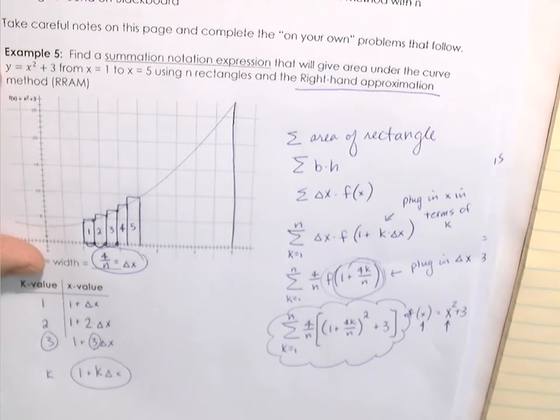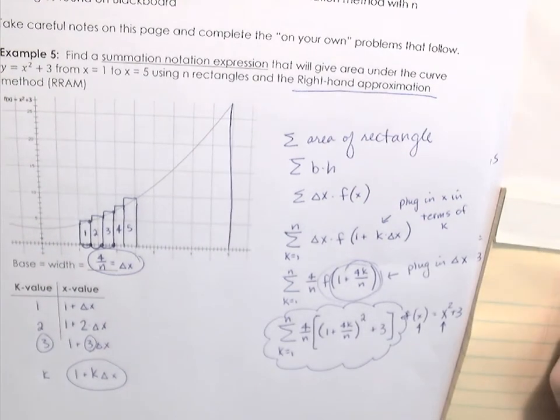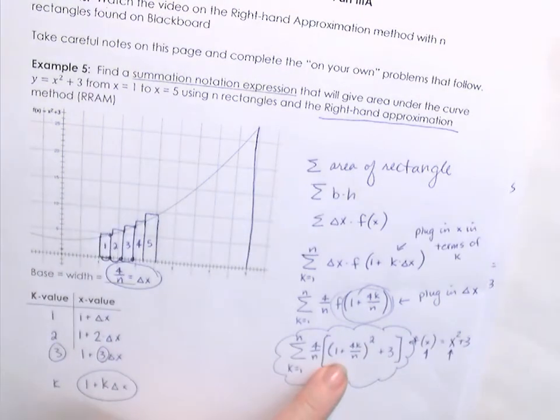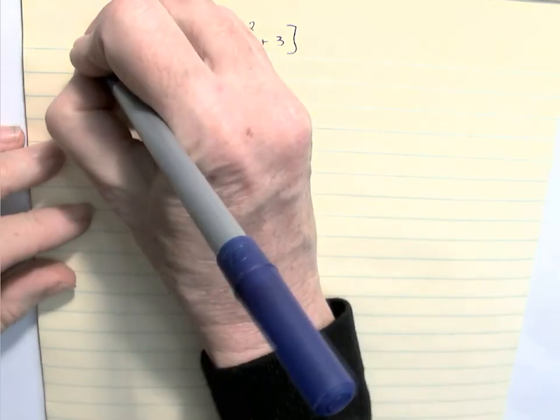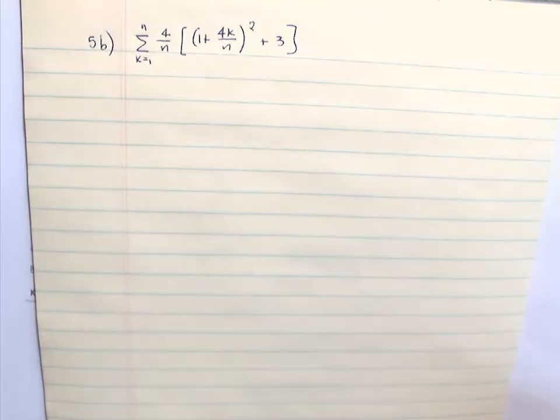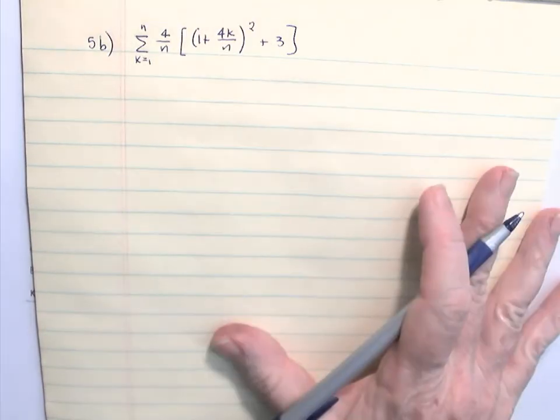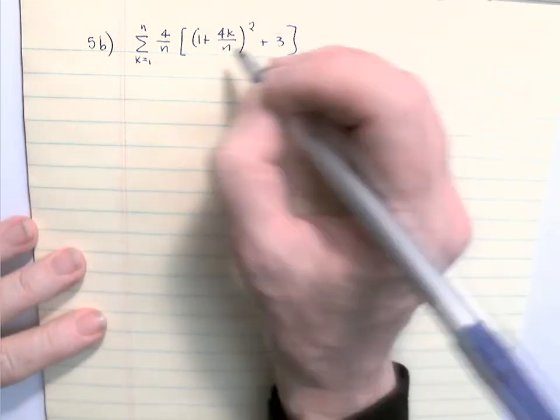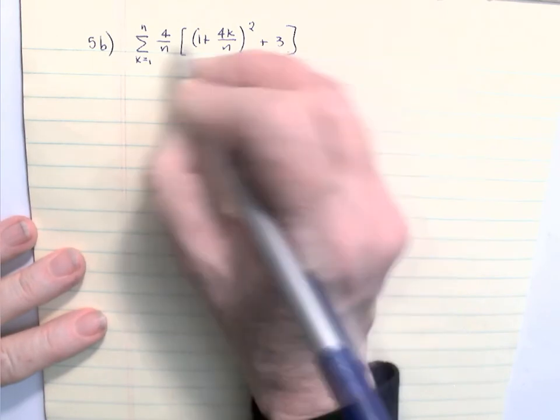So for example 5, we said that our expression was sigma of 4 over n times the quantity 1 plus 4k over n, quantity squared, plus 3. Okay, so this is our expression now. k goes from 1 to n, and this is example 5, right? So this is 5b. I want to figure out what exactly happens with this. What we know is that in order for us to use our sigma formulas, we need to have a string of terms, so we can write these out.